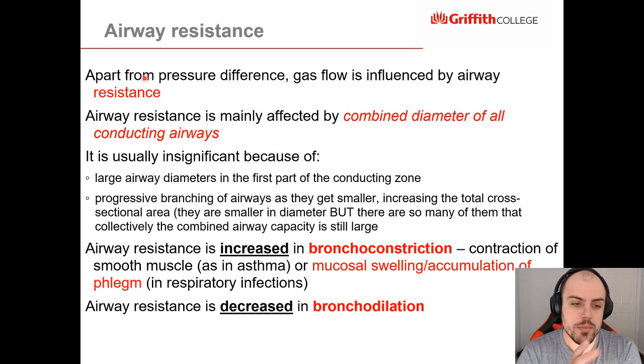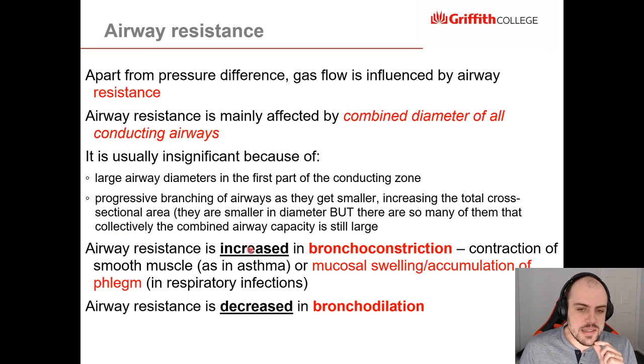now, "usually" is kind of a key word here. It is usually insignificant because we have really large airways up at the top, your trachea and your primary bronchi. These don't have the ability to constrict and dilate because they're surrounded by cartilage to reinforce them. However, as we branch down lower and lower and they get smaller and smaller, this is where we see a lot more of that smooth muscle that can constrict and dilate.